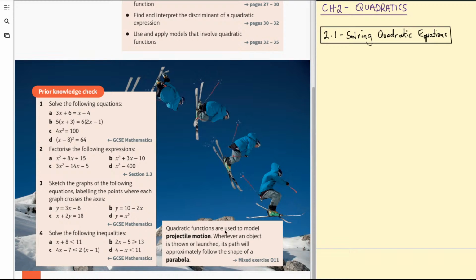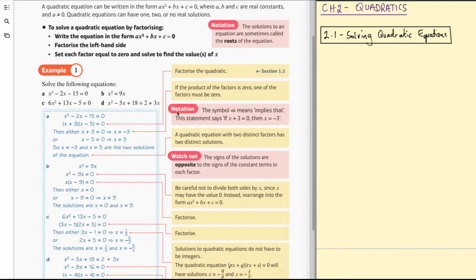And there's a little note here: quadratic functions are used to model projectile motion. Whenever an object is thrown or launched, its path will approximately follow the shape of a parabola. Cool stuff. Okay.